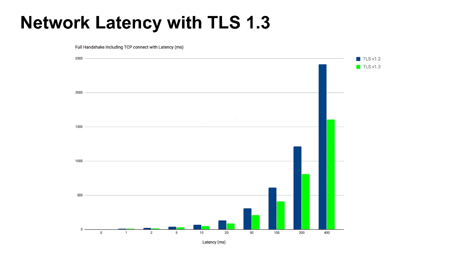This chart's just showing the lower impact that network latency has on TLS 1.3 versus 1.2. TLS 1.3 is in green here and 1.2 is in blue. Latency is increasing on the x-axis, and the full handshake time is shown on the y-axis. So as latency increases, the connection time is a bit better at tolerating the latency than TLS 1.2. And that's predominantly due to the fewer round trips.